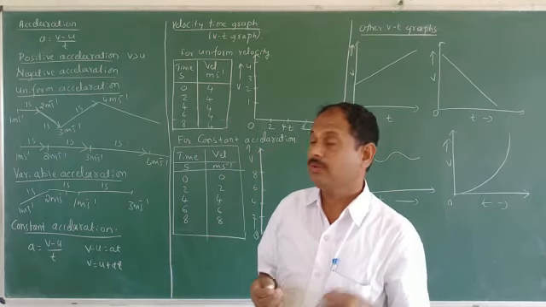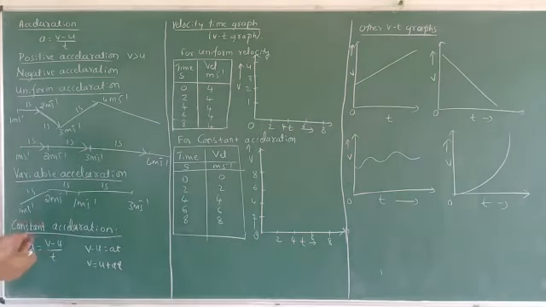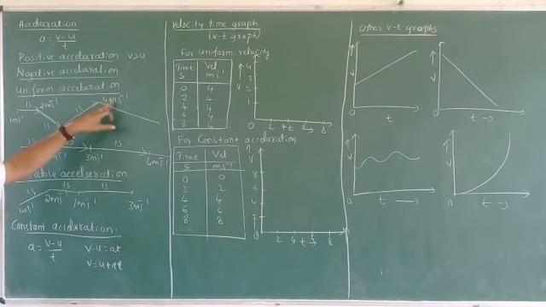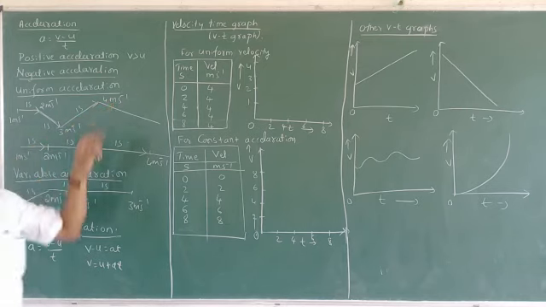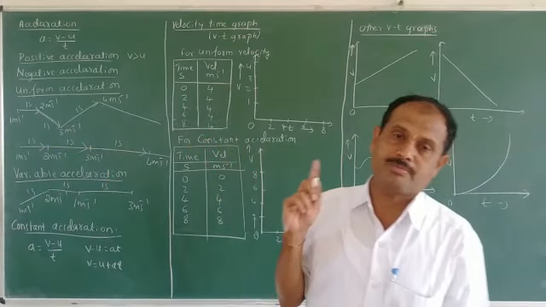Okay. Now uniform acceleration. See here, there are two examples. In this example, in the beginning the particle moves with an initial velocity of 1 meter per second. After 1 second, it becomes 2 meters per second. Again after 1 second, it becomes 3 meters per second. After 1 second, it becomes 4 meters per second. In each and every 1 second, the velocity increases by 1 meter per second.